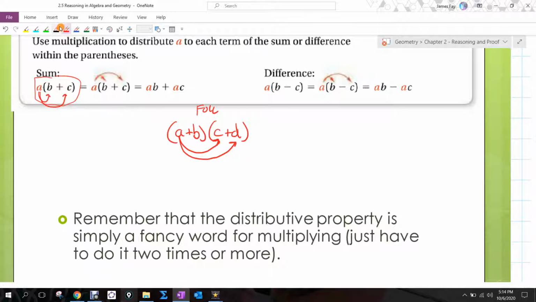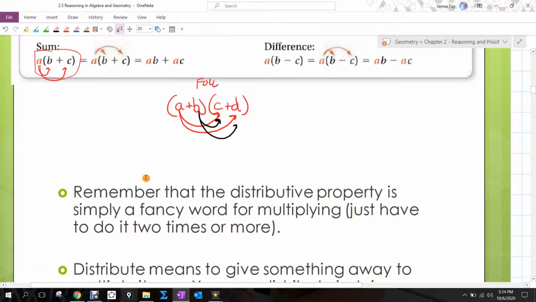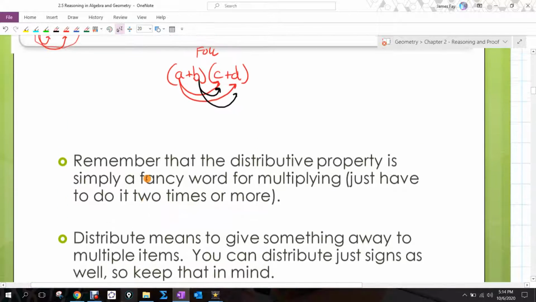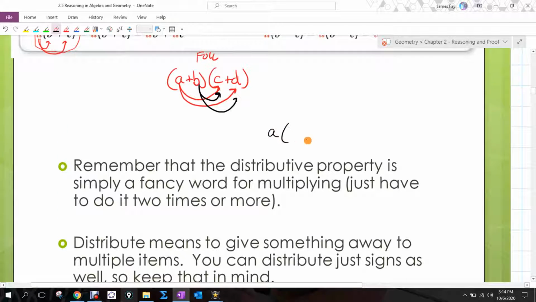Then you would take B times C, so that's your inside times your inside. It is B times D, that's your last times your last. So all that means is that when we FOIL, we're actually distributing twice. We can also distribute if I have A and then B plus C plus D. All that means is I'm going to distribute, and I'll get AB plus AC plus AD.